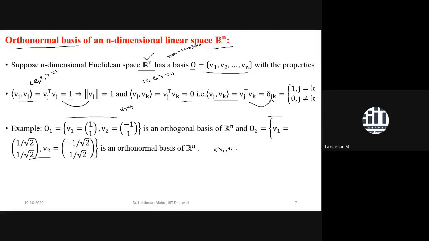So first we will see the property, whether O1, what are the properties of the basis elements of O1. So inner product of V1 with itself, and O2 with itself. That means you are talking about the inner product of (1/√2, 1/√2) with (1/√2, 1/√2) itself.